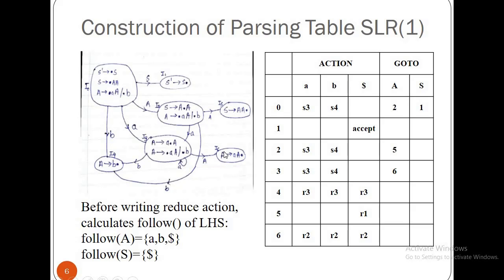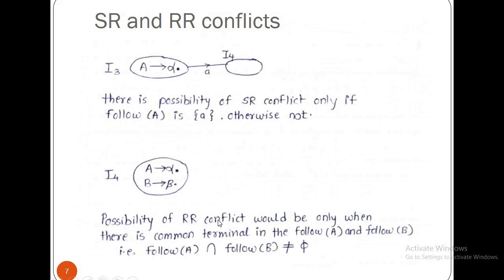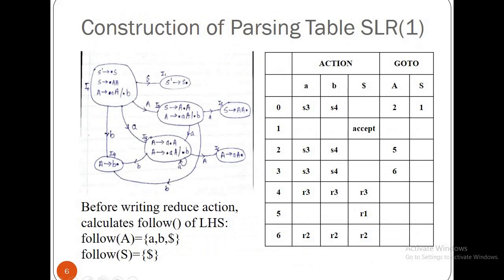In I6 the LHS is capital A itself, and follow of capital A is a, b, and dollar, that is why the reduce action is written everywhere. So what will happen? It will be able to detect the errors which would occur later, after performing the reduce action, under these two columns earlier. So this is how it improves the efficiency while parsing.